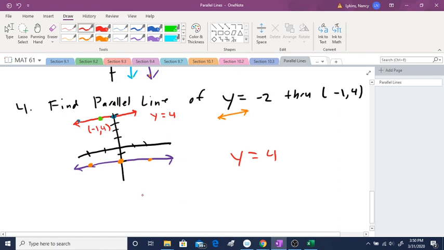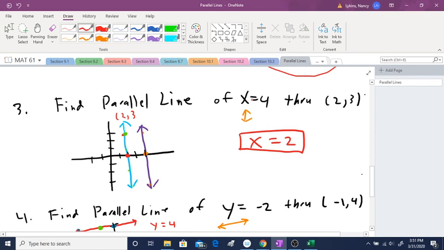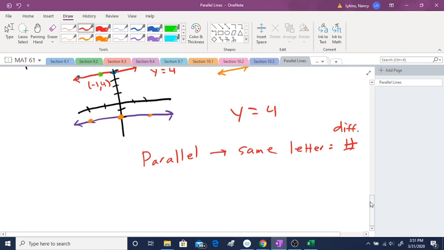Now, one thing about parallel lines, to check to see if you're right: it's the same slope, but it also will have the same letter that equals some number. So in this case, my y's are the same letter, and it equals, and the numbers have to be different. If I look at my example number 3, take a look at this. X equals 4, it's the same letter, x equals 2, and the numbers are different. That's one way you can check to see if you did this correctly.